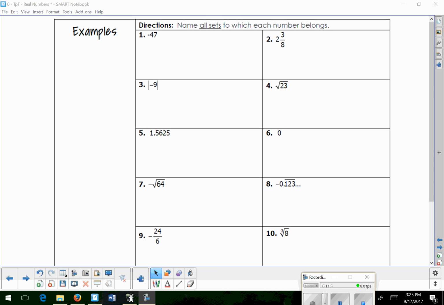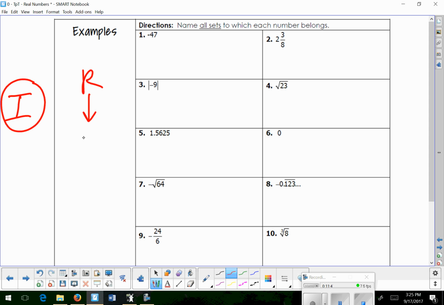Here are some examples of something else you might be asked to do, which is name all the sets of numbers to which a number belongs. So let's see, don't forget we have the irrationals and we have the rationals. And if you are in the rational group, you might be an integer, you might be a whole number, and you might be a natural number. Remember, all fractions are rational, all decimals that end or that have a repeating pattern are rational. But in order to also be a part of these other groups, you have to have those special character traits.